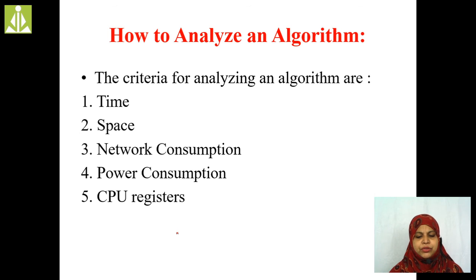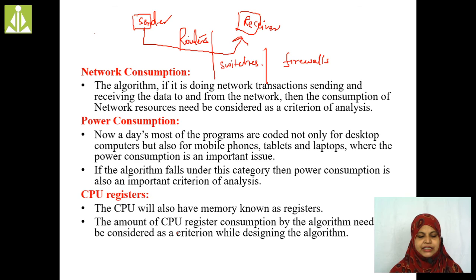Whenever we analyze any algorithm, we have to take these five criteria. First one is the time, second one is the space, third one is the network consumption, fourth one is the power consumption, fifth one is the CPU registers, right?